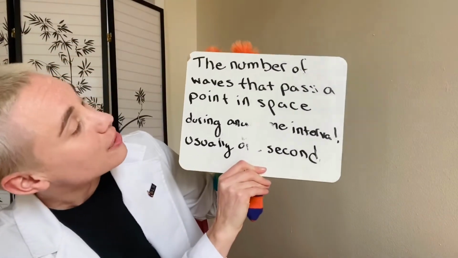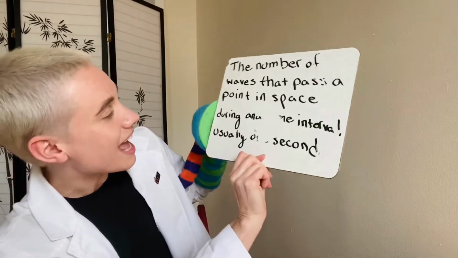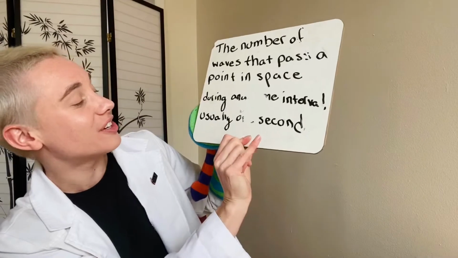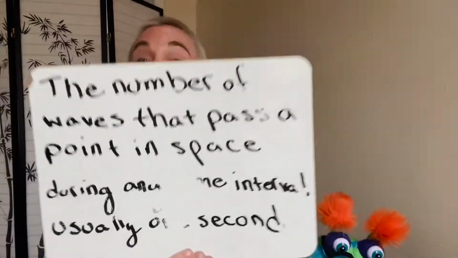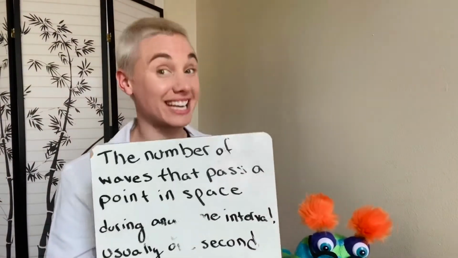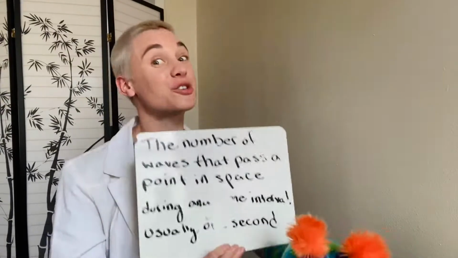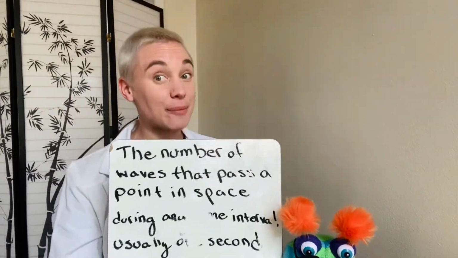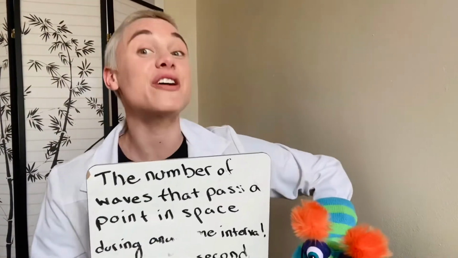So after this video, you can go back in your glossary and please copy down the definition of frequency. It's the number of waves that pass a point in space during any time interval, usually 1 second. And this definition is here, but it's also in the PDF file that is in your Google Classroom. So after you watch this video, please go back to that PDF document and then copy down the definition of wavelength and frequency into your glossary from there.